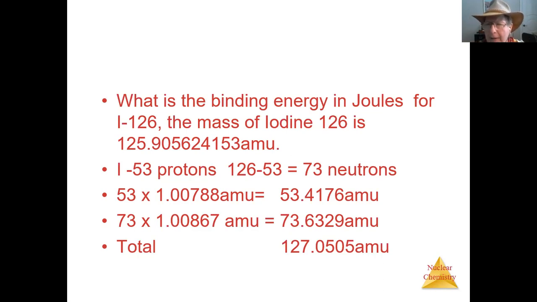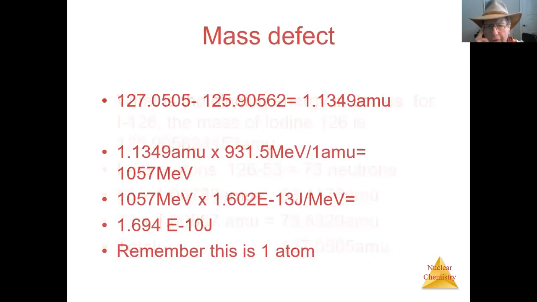I need the mass defect. Iodine-126 weighs this. This is the weight of the protons and neutrons. I subtract the two from one another. That gives me 1.1349 AMUs. I multiply that by 931 MeV per AMU. This gives me 1,057.